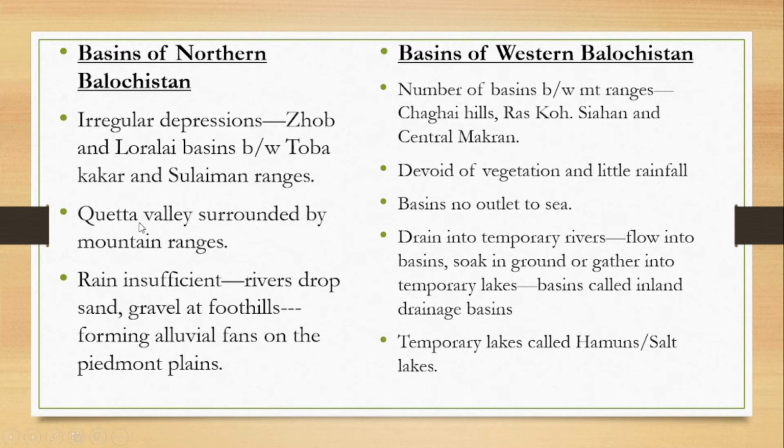So next point, Quetta Valley is also surrounded by mountain ranges, so that also becomes a point of water collection. And then the rain, basically in northern Balochistan, is very insufficient. So whenever it rains, the rivers will drop all the sand and the gravel that they carry with them, because the main activity of the river is erosion. So it will carry all the sand and the gravel whenever it's raining, although insufficiently, and it will drop that gravel and the sand at the foothills of the mountains, and it will form alluvial fans on the Piedmont plains.